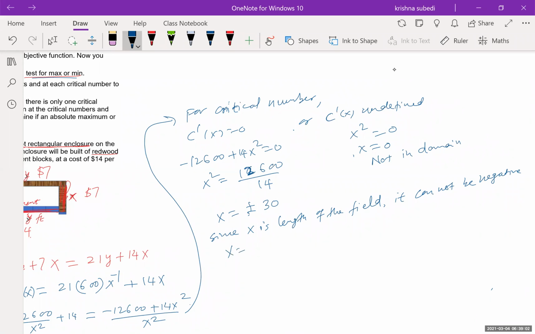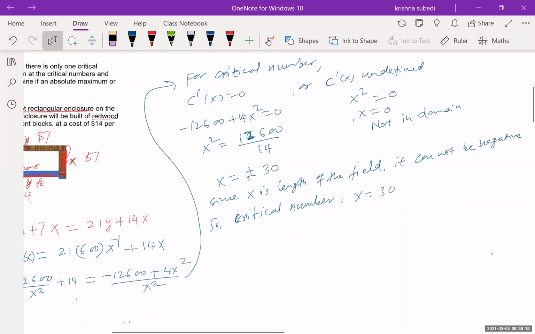So x equals 30 is the critical number. Critical number is x equals 30, 1b. Now the question is, we know that the maximum or minimum value occurs at x equals 30, but we don't know whether it's maximum or minimum. Now we need to test.